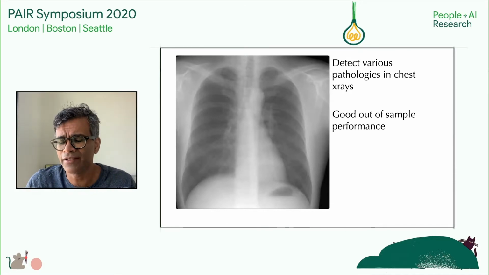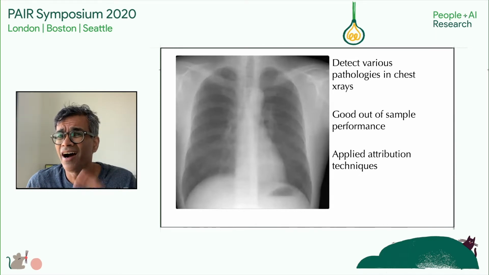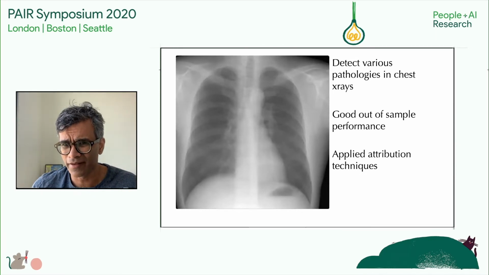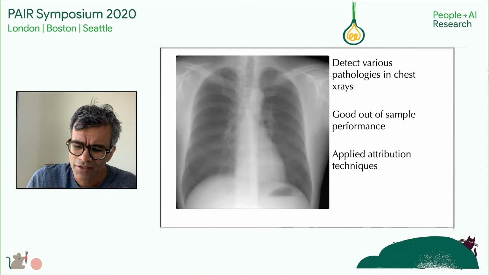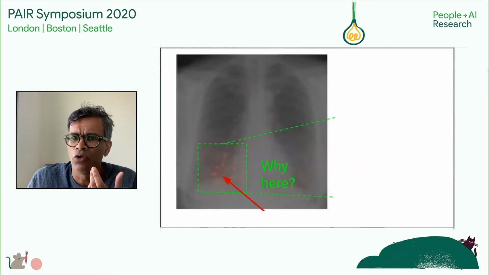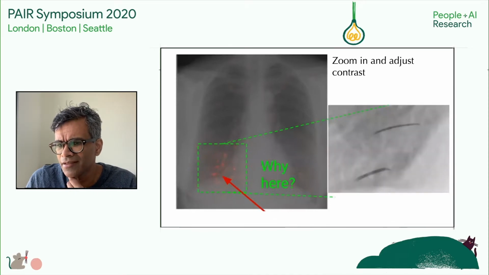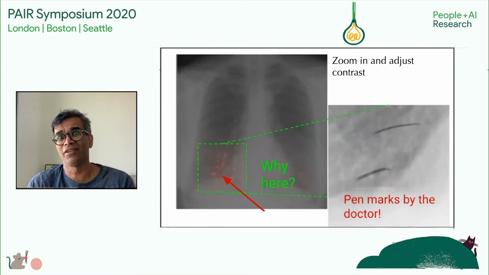But they were like, well, this is really interesting, so let's go and have a look and see what the algorithm is seeing in the x-ray. So they applied attribution techniques of the kind that you're all probably familiar with, where we can see which pixels were most influential. In doing this, they saw, okay, look, on this x-ray, this is where the algorithm is really noticing signal. So why here? Let's zoom in and adjust the contrast and say, wait, that's a little weird. That doesn't look like it's part of the lung. What is that? Well, it turns out to be pen marks by the doctor.